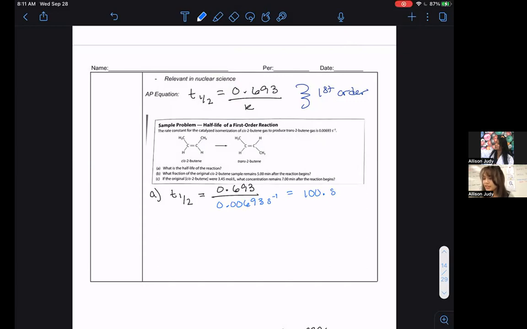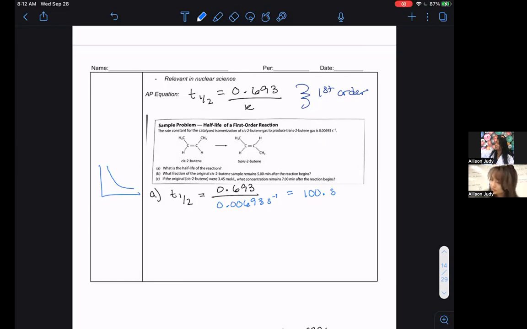So it takes me 100 seconds to get through half, and then another 100 seconds to get through another half of my reactant species, and then another 100 seconds to get through another half, and so on and so forth. You'll see that the graph often looks like this, right? Almost like a curved decline, for those of you that it's been a while since you worked with half-lives.